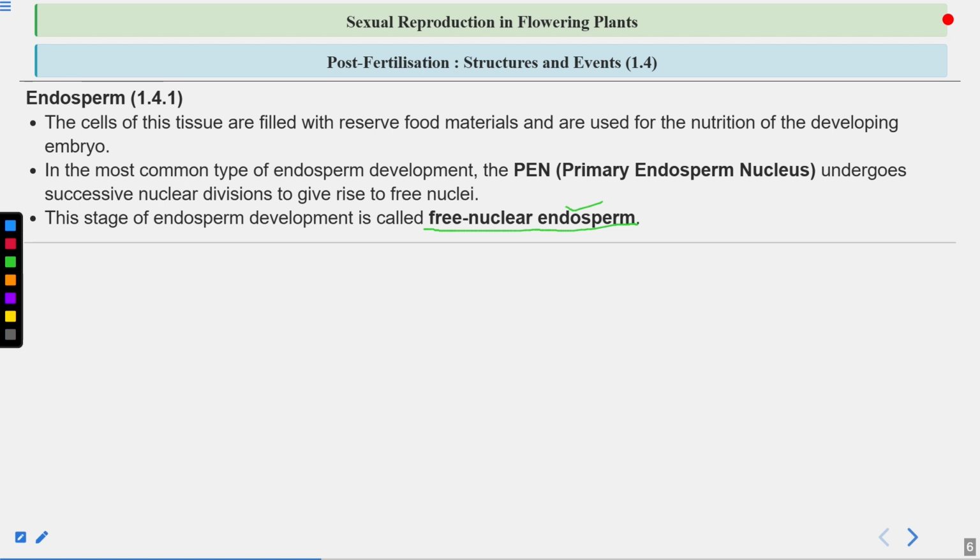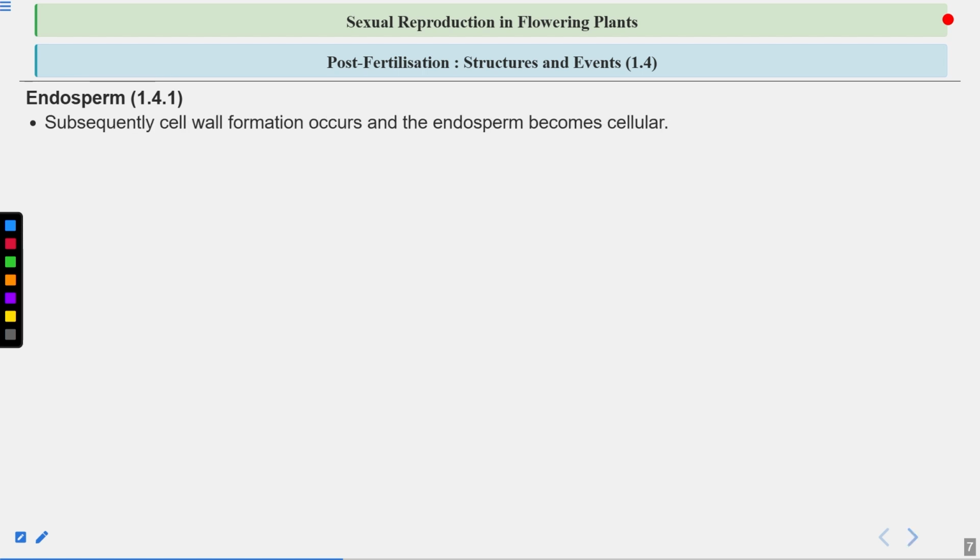Now what happens after that? Subsequently, cell wall formation occurs and the endosperm becomes cellular. Once the number of nuclei has been formed, slowly the cell wall is laid around each nucleus, and that forms a cell. So that is the formation of cells in the endosperm.